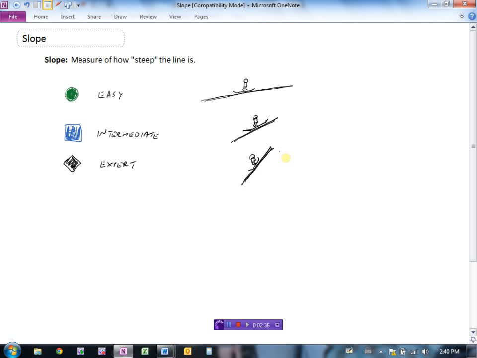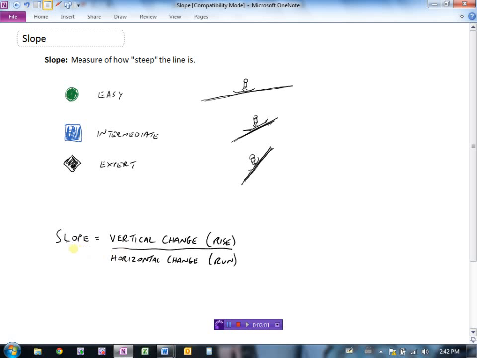So really, that's all the ski hills are doing, is they're looking at all the runs on the mountain, and they're saying, well, this is not a very steep run, so we'll make it easy. This run here is quite steep. We'll make it intermediate, and this one is very steep. It's an expert run. So slope is a measure of how steep the line is. But how do we really measure slope, or how do we determine how steep the line is? Let's look at that.